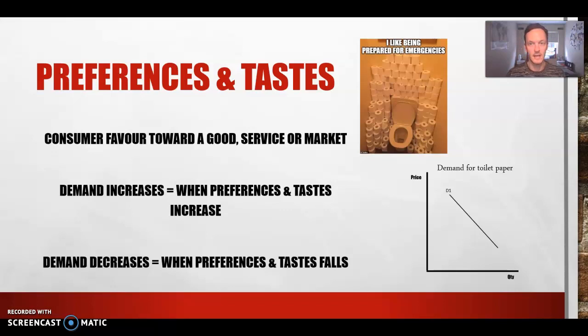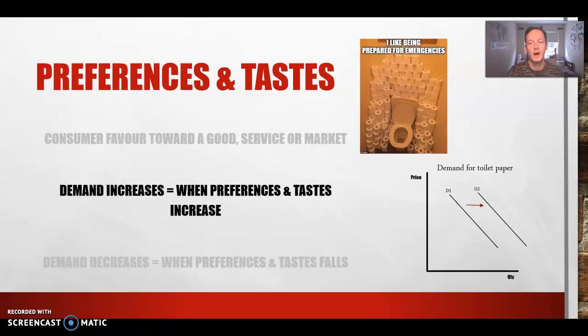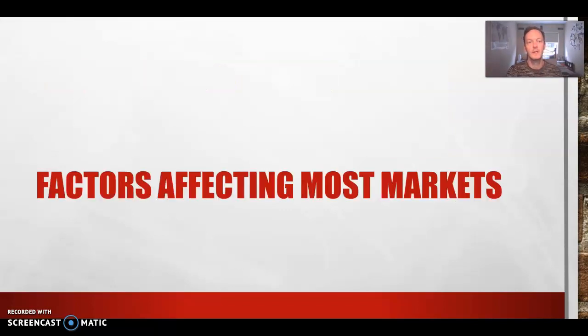The example I'm using here is toilet paper. In 2020, you might have heard of a thing called the coronavirus, and there was a huge favor toward buying lots of toilet paper. So due to preferences and tastes, I want you to predict what is going to happen to the demand for toilet paper after people start crazy buying things they really don't need. Of course, this is going to cause an increase in the demand for toilet paper. Which way does the line go? It goes to the right. There we go. Those are the three factors affecting a single market.